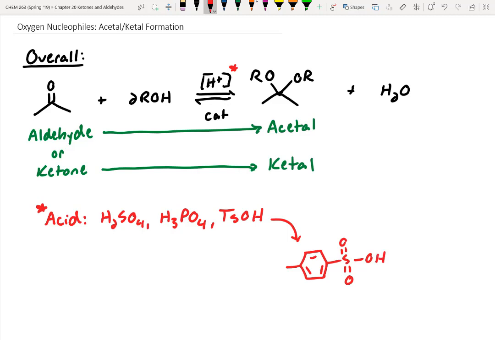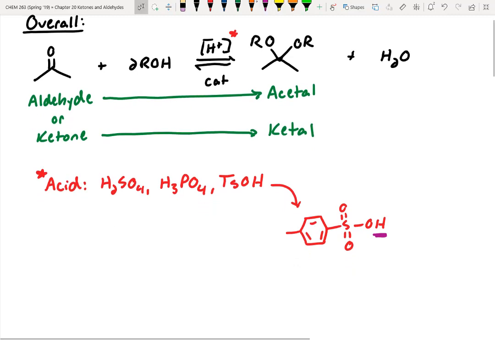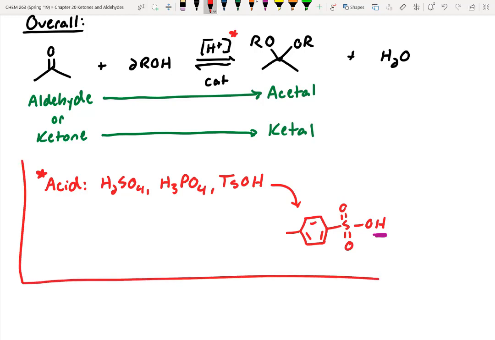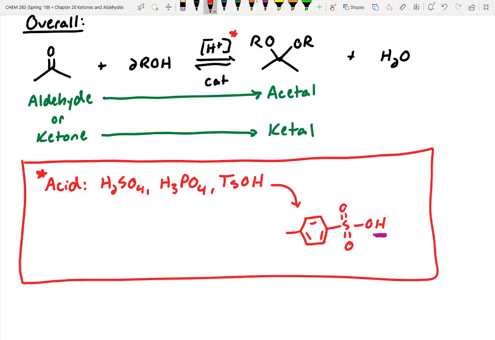It looks like this, and you can imagine when this proton comes off, the negative charge is highly resonance stabilized across all three of the oxygens. Therefore, it's a really crummy nucleophile, although it's a pretty good organic acid. So you might see these used as your acid source, either in the textbook or in other problems. Make sense? All right. So let's take a look at the mechanism.